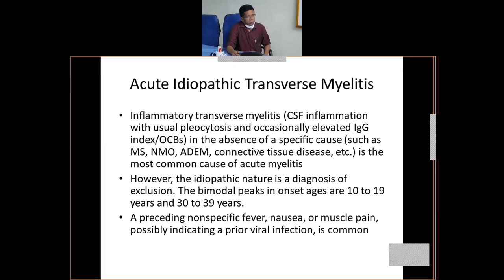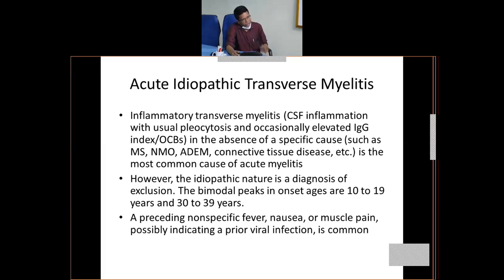Acute idiopathic transverse myelitis should come with the previous slide. It's an inflammatory transverse myelitis. Basically, it's a diagnosis of exclusion. Once you rule out other causes of myelitis, especially multiple sclerosis or infective causes, then you label it as acute idiopathic transverse myelitis.